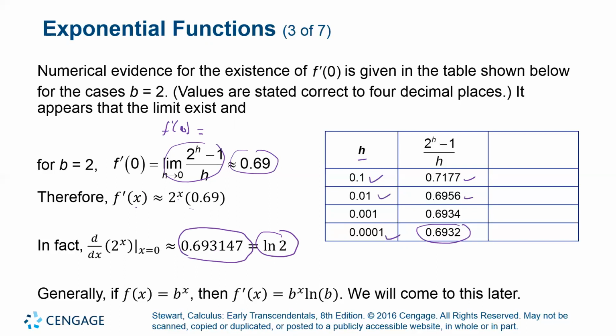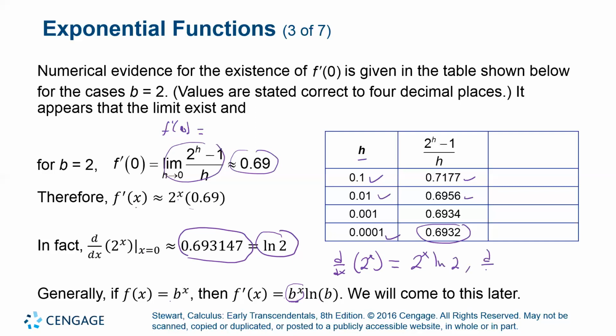Generally, we will come back to this. But generally, if you have an exponential function b to the x, where the base is any number, could be 3, 4, 5, 6, or even e, then f prime is given by b to the x, the same function, times the natural log of the base. So if I differentiate d/dx of 2 to the x, this is actually 2 to the x times natural log of 2.